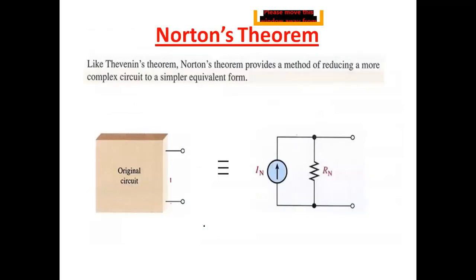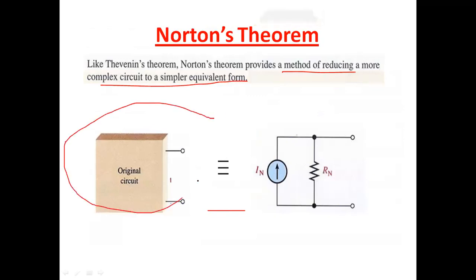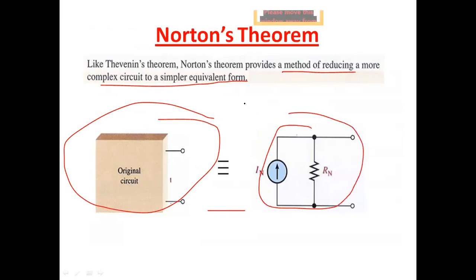Next comes Norton's theorem. Like Thevenin's theorem, Norton's theorem provides a method for reducing a more complex circuit to a simpler equivalent form. So to reduce the complexity of the original circuit to a simpler circuit, Norton's theorem is used. So in case of Norton's theorem, you will be having Norton current IN and Norton resistance RN.